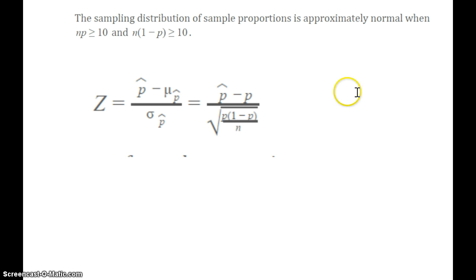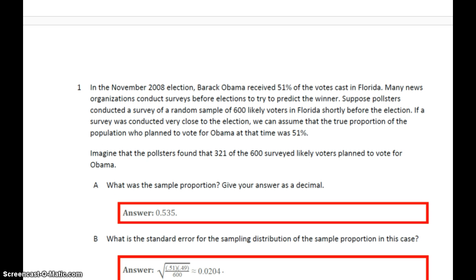Now, there are 2 conditions that have to be met. n times p has to be bigger than or equal to 10, and n times 1 minus p has to be bigger than or equal to 10. And finally, in Module 7, the z-value is your data value p hat minus the mean. What is the mean of the p hats? p, over the standard deviation. So that's your formula to get the z.